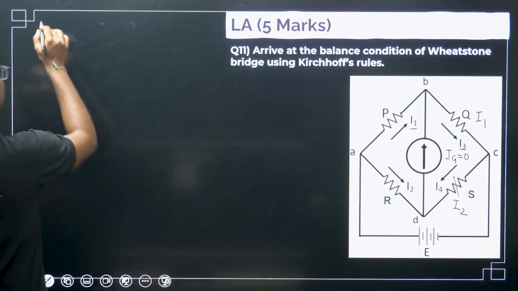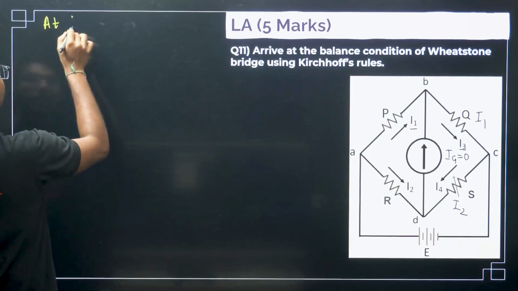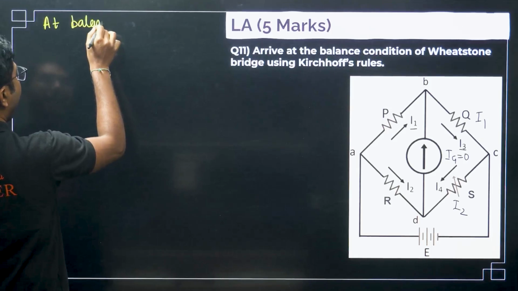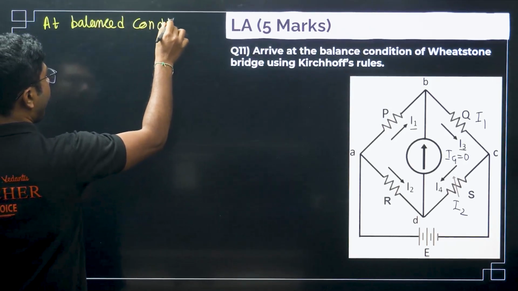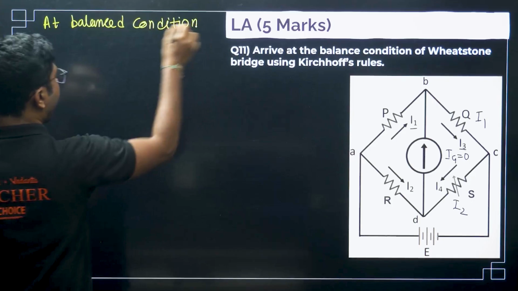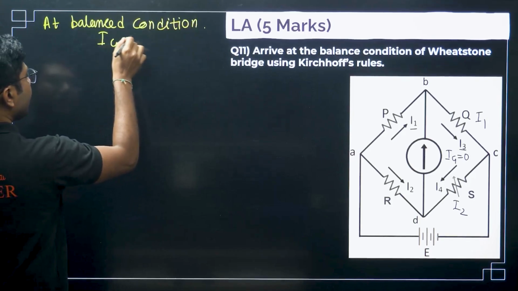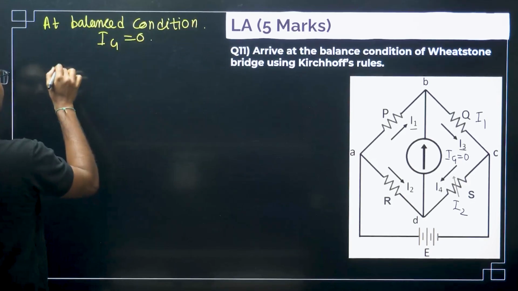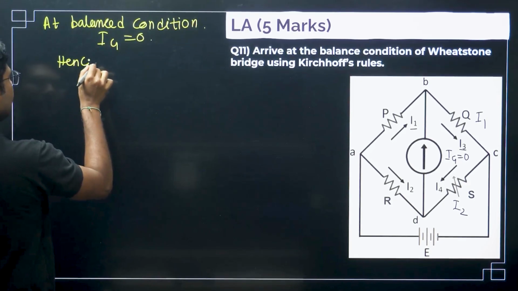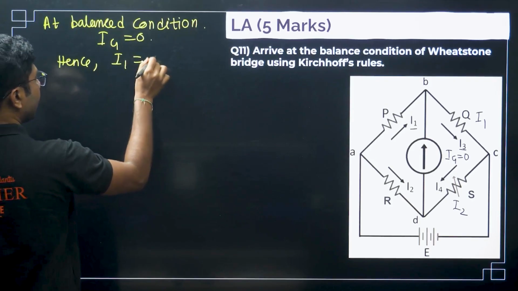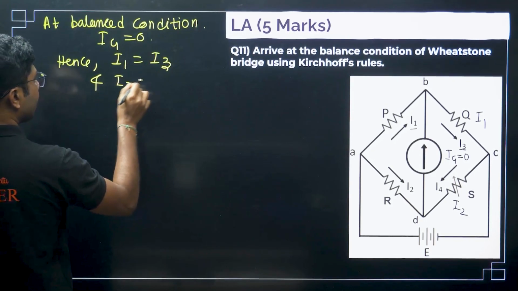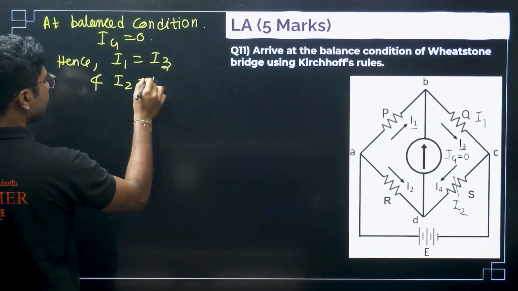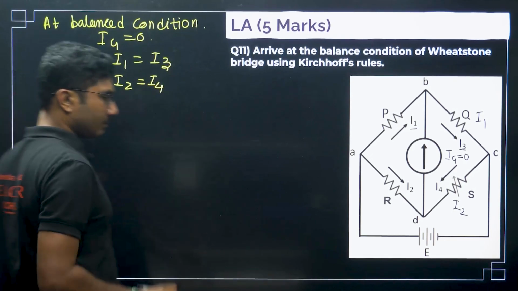So first you mention that at balanced condition, Ig must be equal to 0, hence I1 must be equal to I3 and I2 must be equal to I4. So this is the first step that you have to mention.